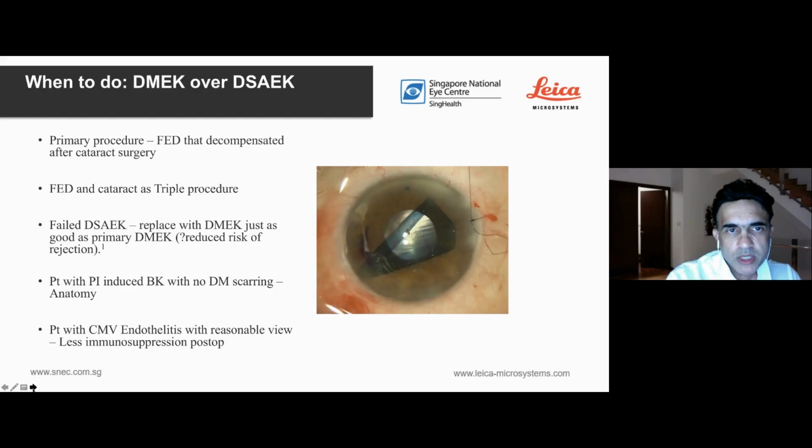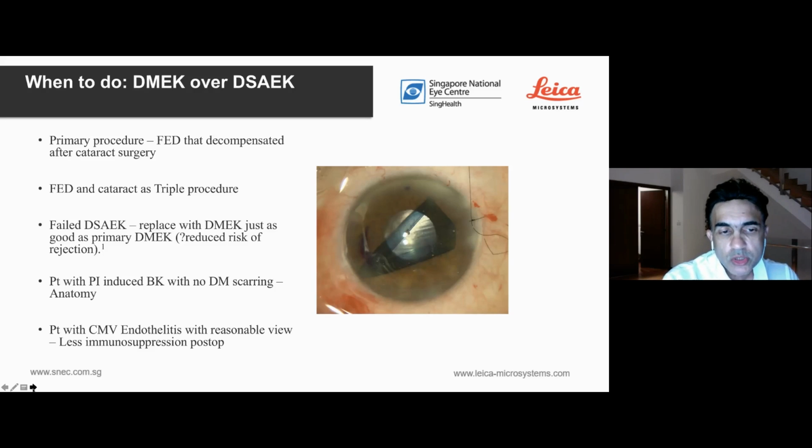So if you're starting with DMEK, which are the cases that you want to do? The primary procedure is Fuchs that decompensated after cataract surgery. That'll be a good start. Maybe doing a triple procedure, so cataract surgery and then a patient with Fuchs to change the endothelium. Somebody who's had a failed DSAEK, you can replace it with a DMEK. You get more experience with that.